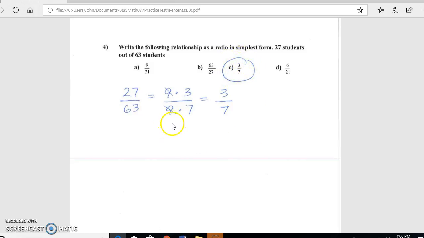And what I've done here is I have broken down the two numbers into their factors. 27 is 9 times 3, 63 is 9 times 7, and when the 9's cancel on the top and the bottom, you're left with a 3/7. So either way, you find the right answer. The easiest way is to use the calculator.